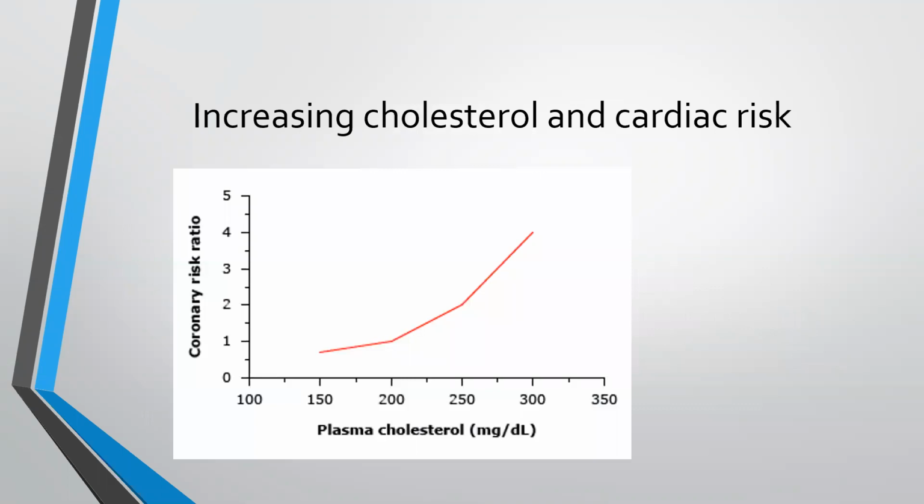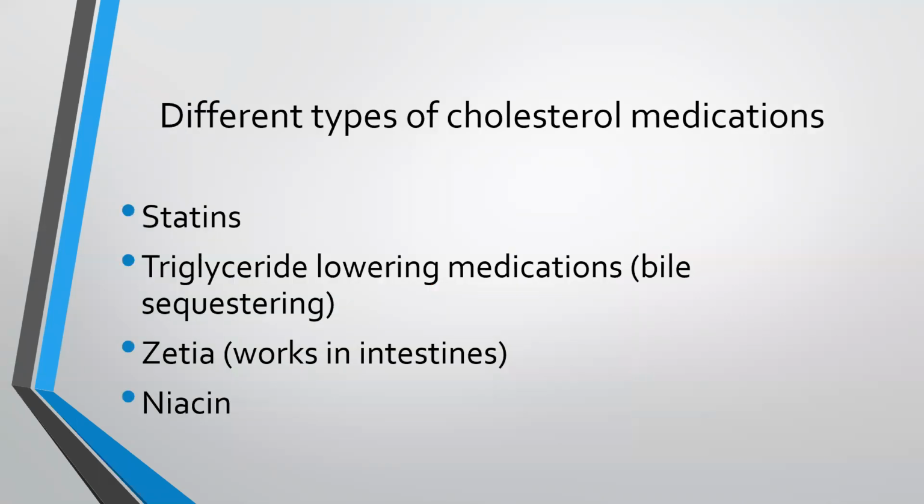This is a slide from one of the first statin trials. Showing increased cholesterol means increased heart risk, and a coronary risk ratio on the left means you're X amount of times more likely to die of a heart issue. So for example, if your cholesterol is above 300, you have over a 4 times chance of dying. Meanwhile, if your total cholesterol is about 150, it's about 1 to 1. So you really don't have a significant risk at that point.